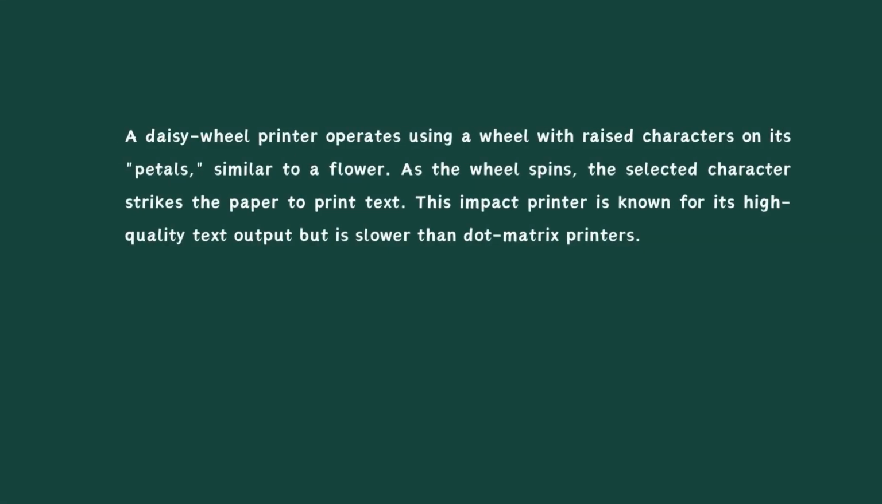A daisy wheel printer operates using a wheel with raised characters on its petals, similar to a flower. As the wheel spins, the selected character strikes the paper to print text. This impact printer is known for its high-quality text output, but is slower than dot matrix printers.